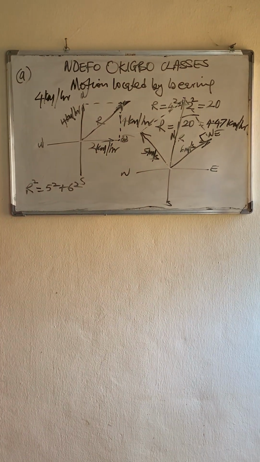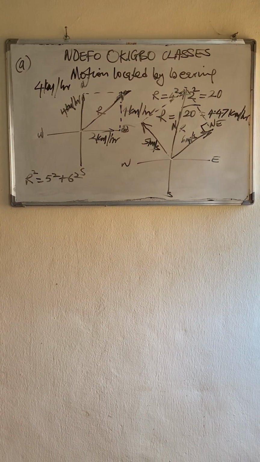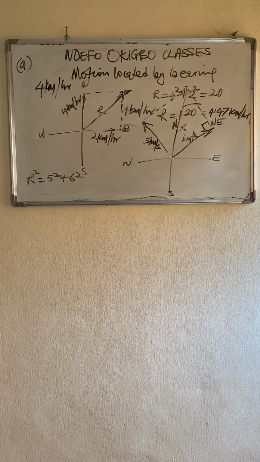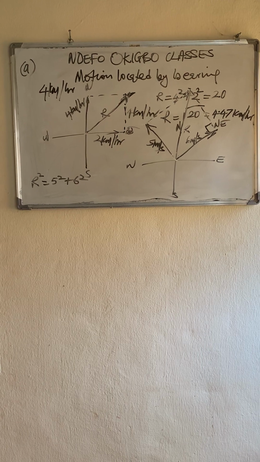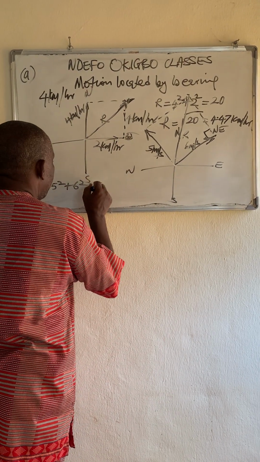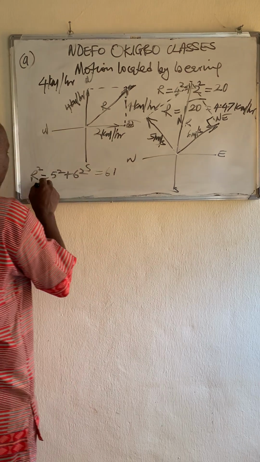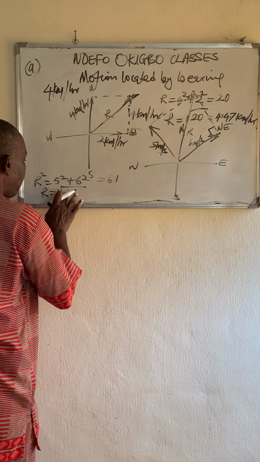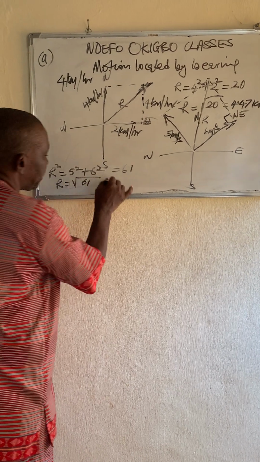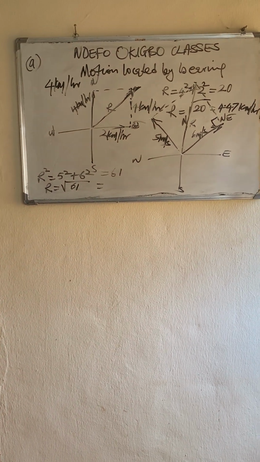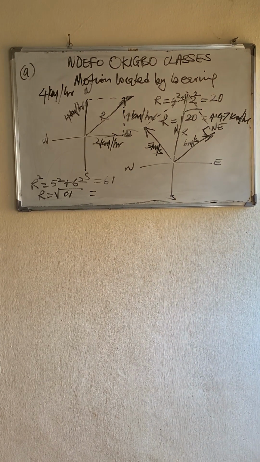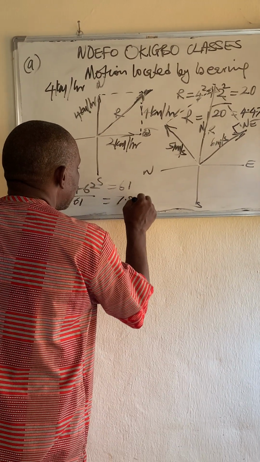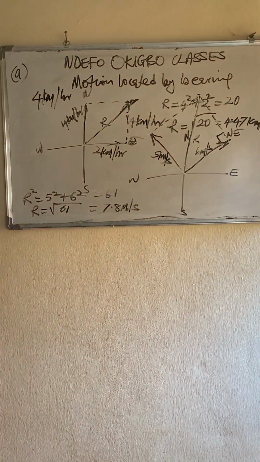5 squared plus 6 squared is 25 plus 36, which is equal to 61. So R is equal to the square root of 61, which is equal to 7.8 meters per second. That's the final speed.